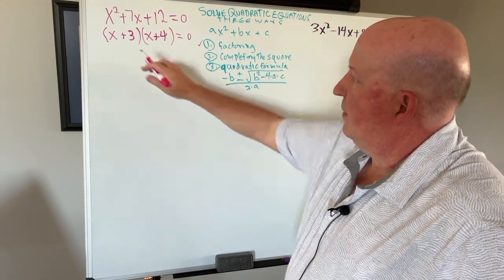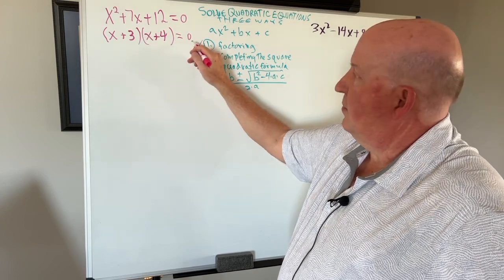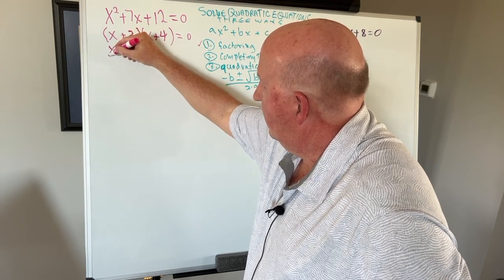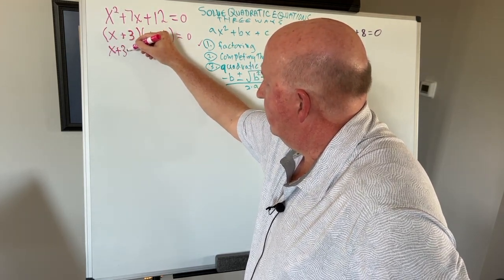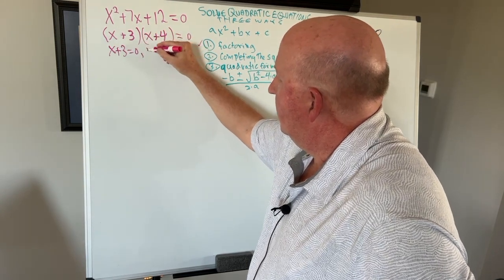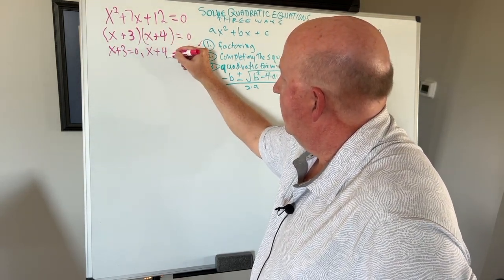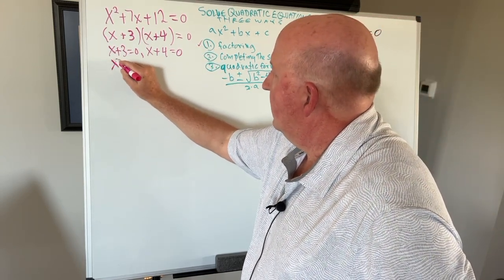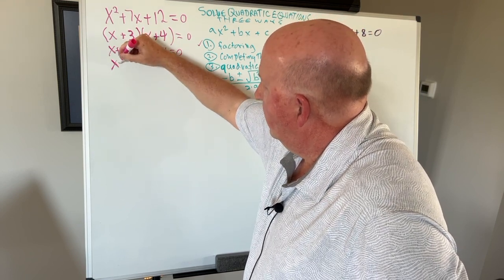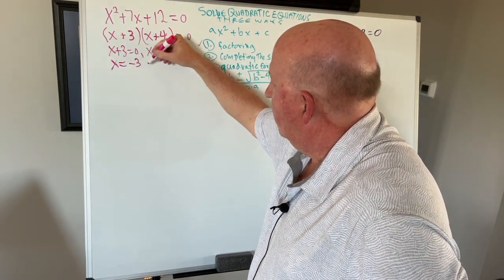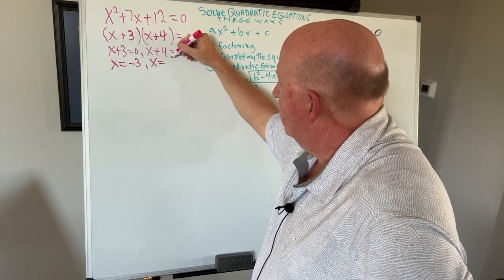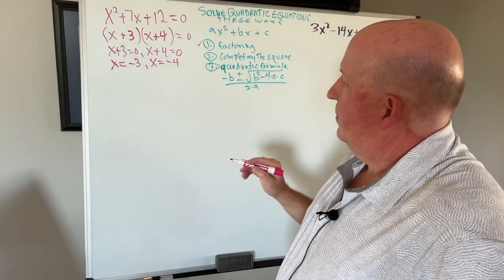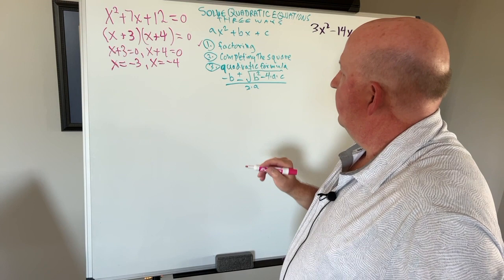So either one of these multiplied together will be 0. So either x plus 3 equals 0, or x plus 4 equals 0. So that means x equals negative 3, or x equals negative 4. So that's the two answers. So that's factoring.